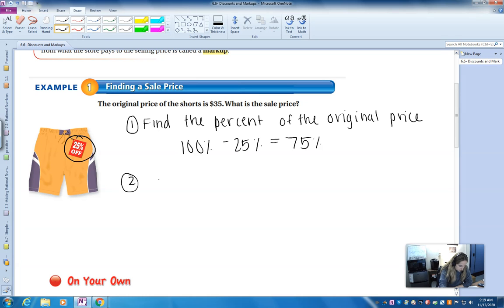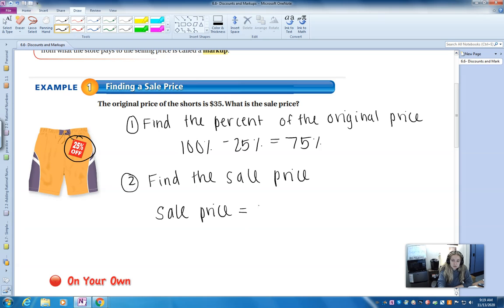So the second thing you need to do is you need to find the sale price, okay? And this is how you do it. So here's the equation, sale price, and this is very similar to our percent equation. Sale price equals 75% of $35, all right? Notice this language. This is the language that we talked about when we were doing percent proportion and percent equation. 75% of 35. That means 35 is the whole. So you're going to set it up as 0.75 times 35.